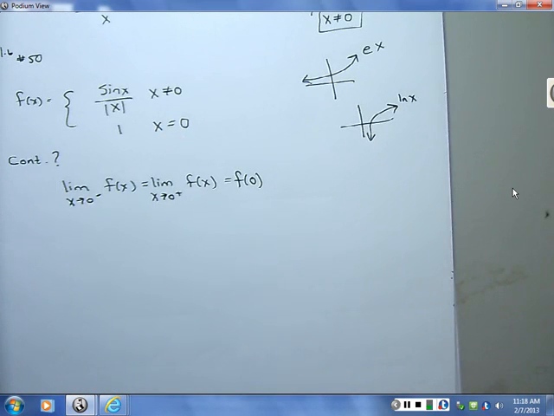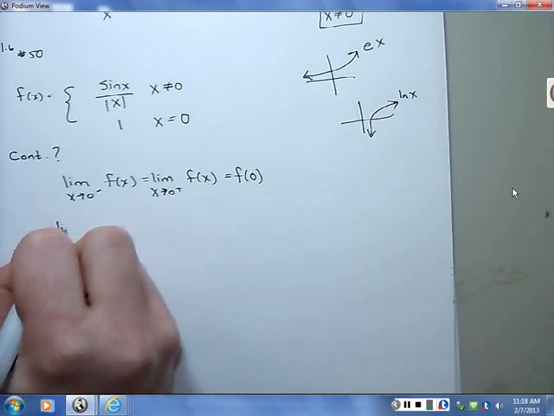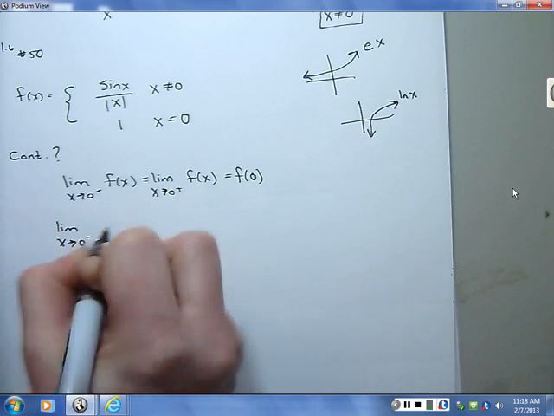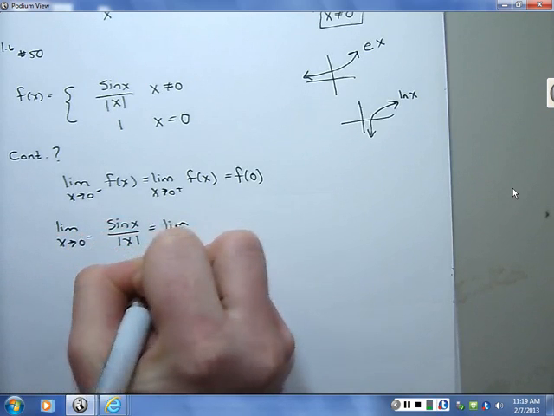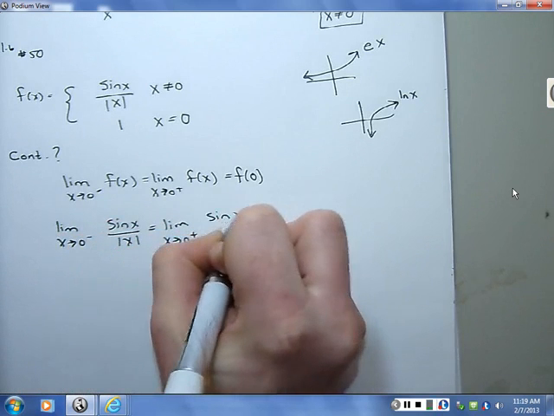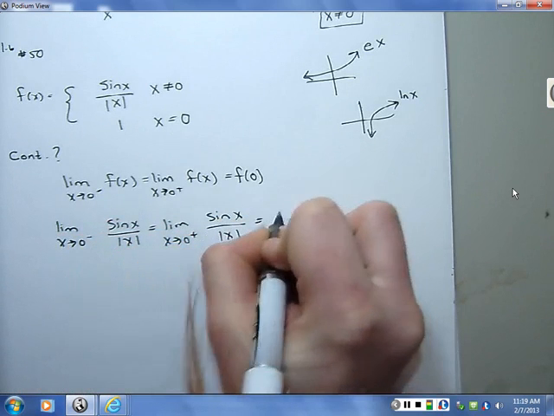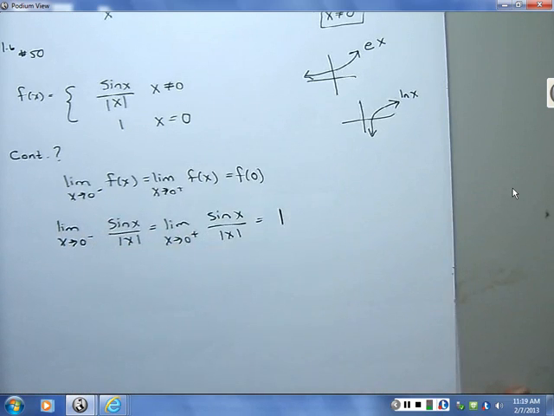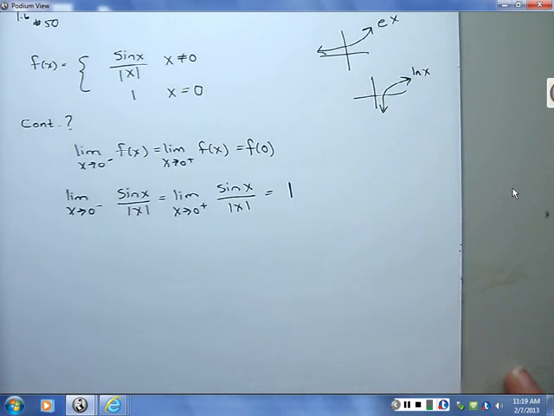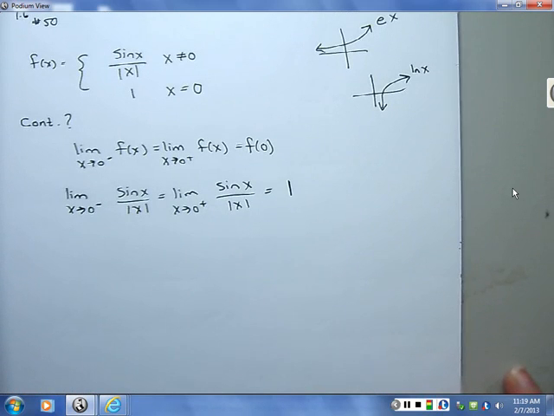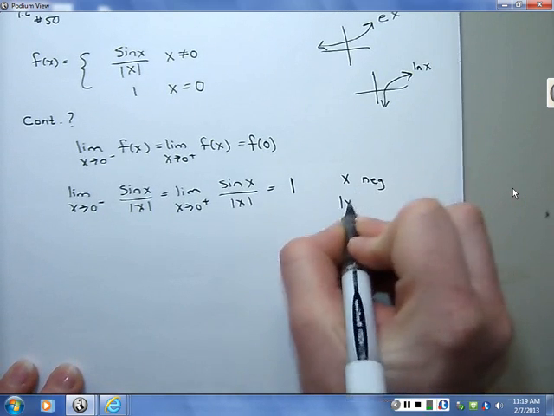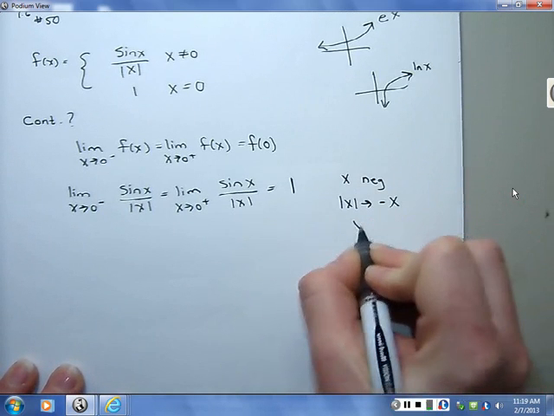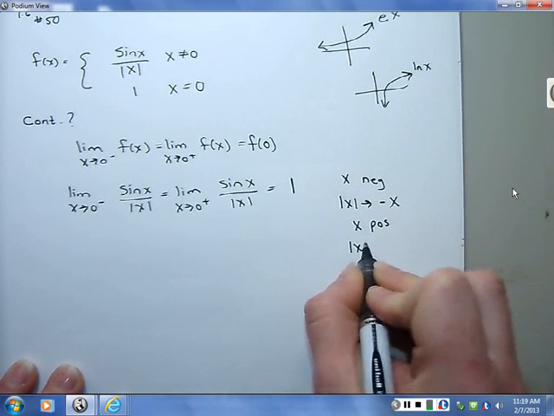Now if I look at the limit on the left, I have the limit as x approaches 0 from the left of sine of x over absolute value of x. Compare that to the limit as x approaches 0 on the right of sine of x over absolute value of x. That should equal 1. When we deal with absolute values in a limit, we need to replace them. Remember, if x is negative, I replace the absolute value of x with minus x. If x is positive, I replace the absolute value of x with x.